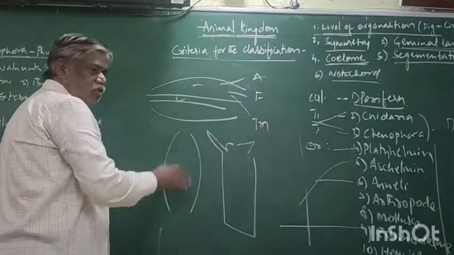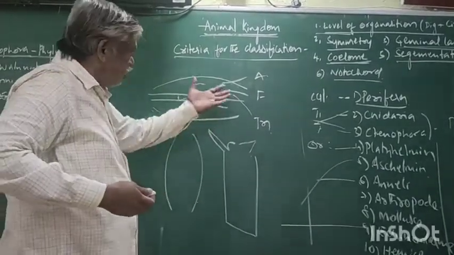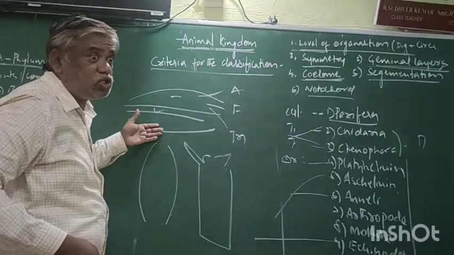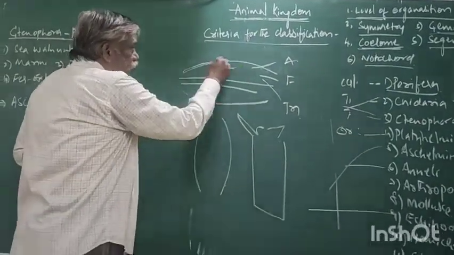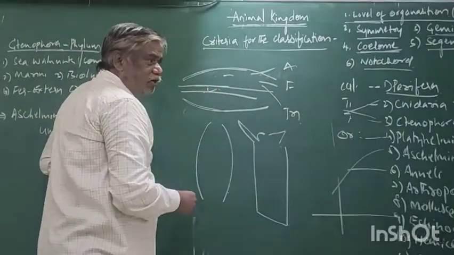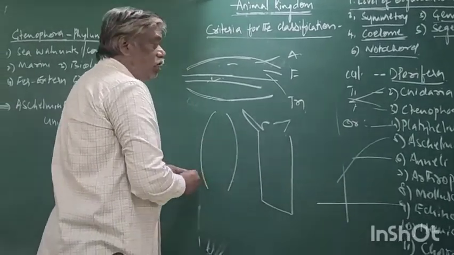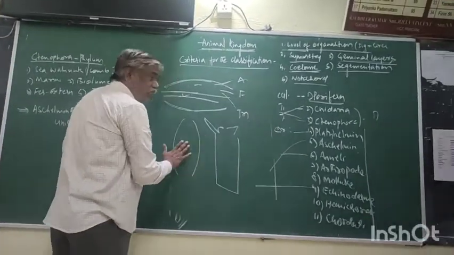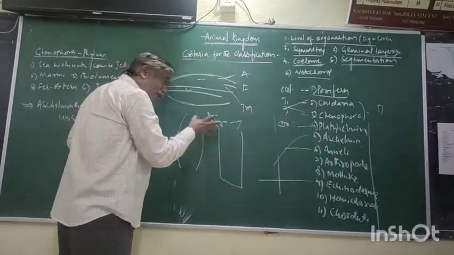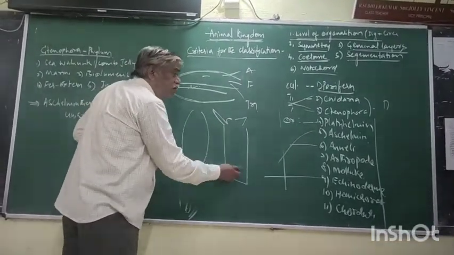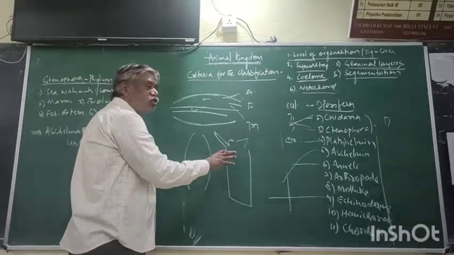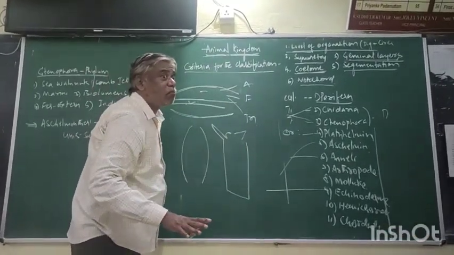When you take the LS, our LS is a tube within a tube. Outer tube is the body wall, inner tube is the alimentary canal. Now these are the two LS of sponges and cnidarians. Yes, there is a cavity, but basically the alimentary canal is not there. Hence, never say body cavity.